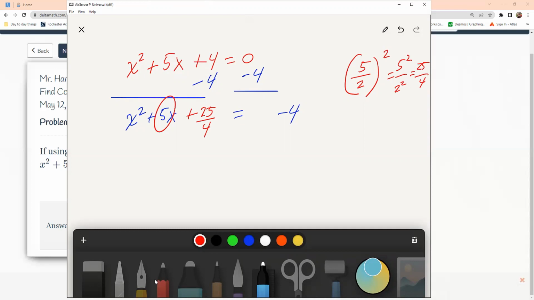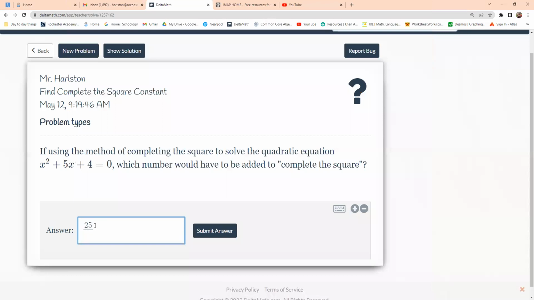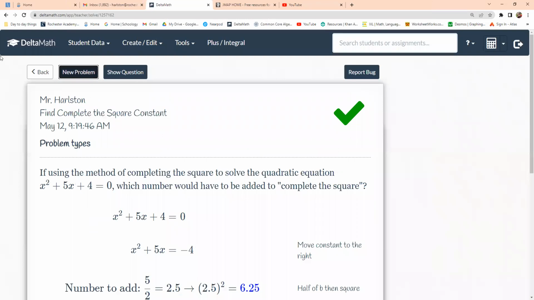Now, whatever you do to the left side, you have to do to the right side. So since I added 25/4 to the left, I have to add 25/4 to the right. But in order to make this a perfect square trinomial, you have to add 25/4. So that's what I would put in here, 25/4. That's what I needed to add. Okay, let's do another one.